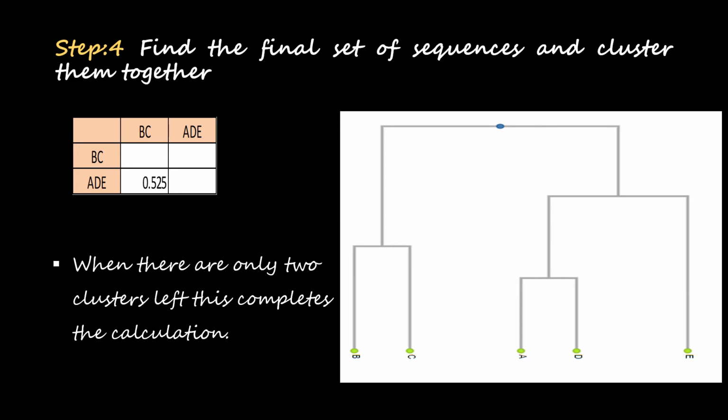AD were the closest, with ADE being the closest, so they form one clade, and then BC were dissimilar from these three, so they form another clade. This is how a phylogenetic tree is constructed using the UPGMA method. Let's determine the branch lengths now.